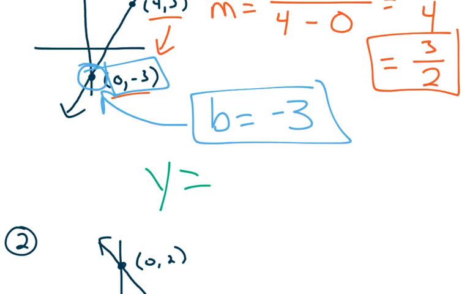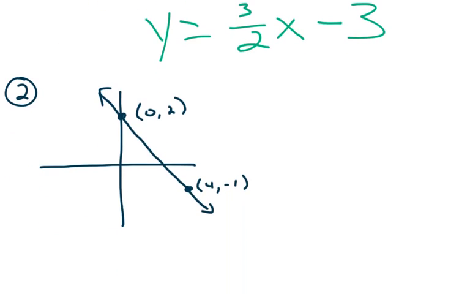So it's going to be y equals, we start with our slope, 3/2, followed by an x, and then our y-intercept is -3. Y equals 3/2 x minus 3. That is your answer for number 1. Let's try another one here.